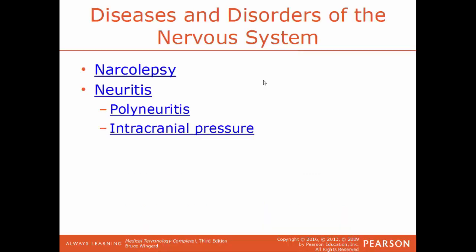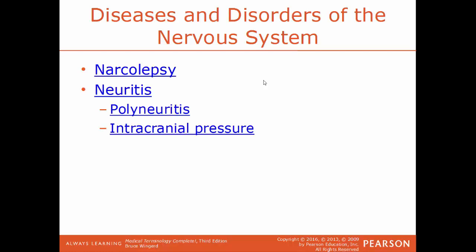So our next term, narcolepsy. This is a chronic sleep disorder where a person will have an overwhelming feeling of sleepiness during the daytime and will have sudden attacks of sleep. Neuritis, inflammation of a nerve. When this happens to multiple nerves all at the same time, it'd be polyneuritis.